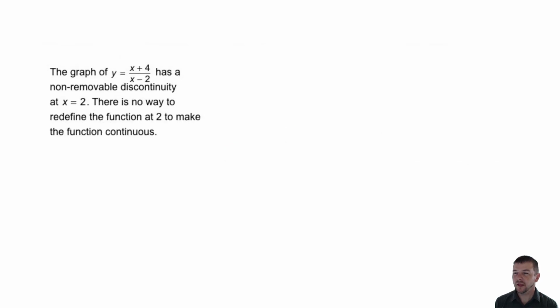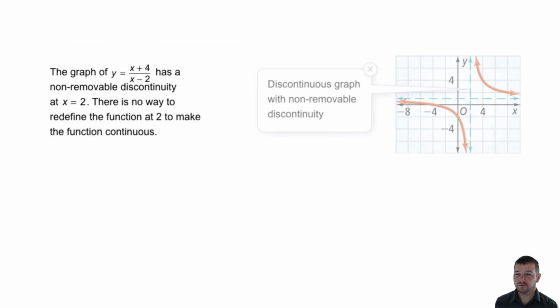The graph of y equals x plus 4 over x minus 2 has a non-removable discontinuity at x equals 2. Note the graph. We have a vertical asymptote at x equals 2. There is no way to redefine the function, as we did in the previous slide, at the point x equals 2, to make the function continuous.